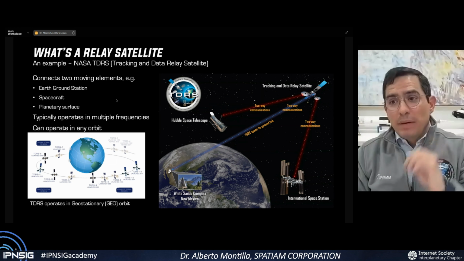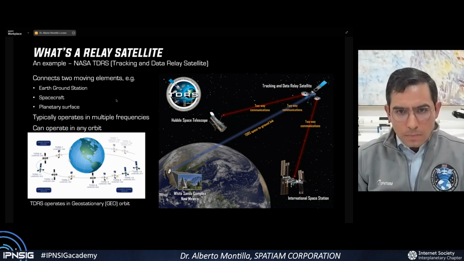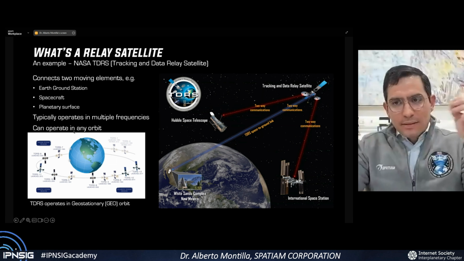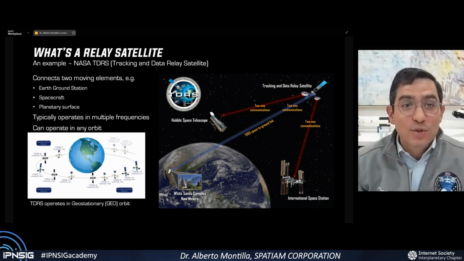And one example is what I have here on the screen, which is NASA TDRS. It's probably the most famous relay satellite constellation that we have now, that allows connecting elements in the different Earth orbits to the ground. TDRS is in the geostationary orbit and has been operating for quite some time. So remember, a relay satellite allows you to basically connect two moving parts, two moving elements.